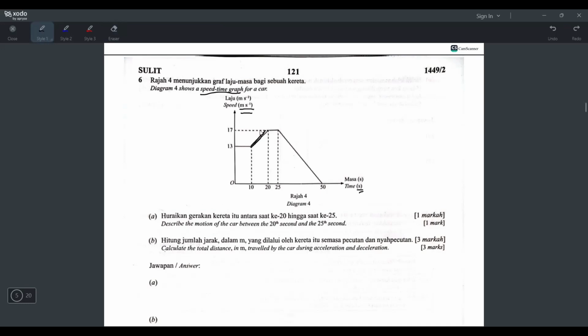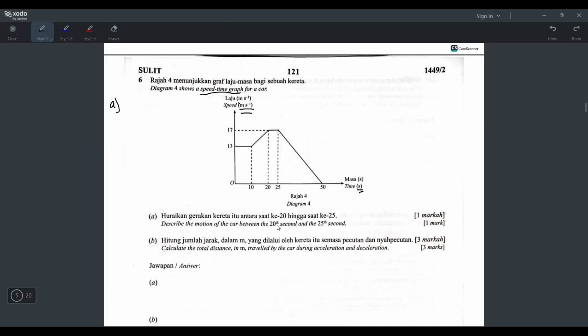And then what happens here? The speed increases. So we can say it accelerates. And then the next line here is constant speed also. It's not stop. You must not say this is stop. If it were a distance time graph, then this is stop. But if it's a speed time graph, no, this is not stop. This is constant speed. And then this one is the speed decreasing. So this is decelerate. So let's do A now.